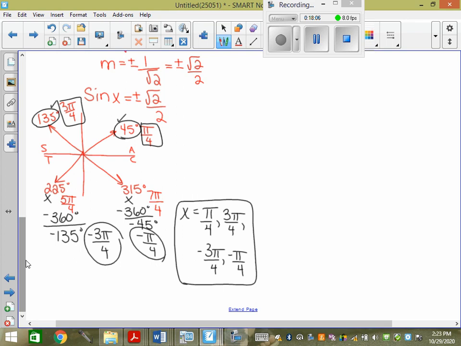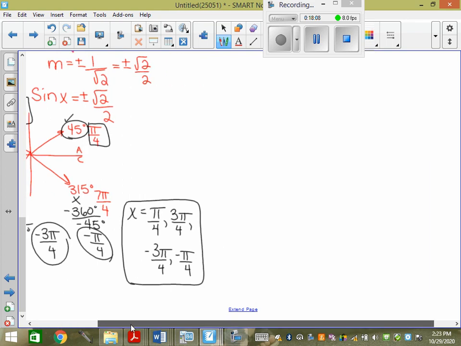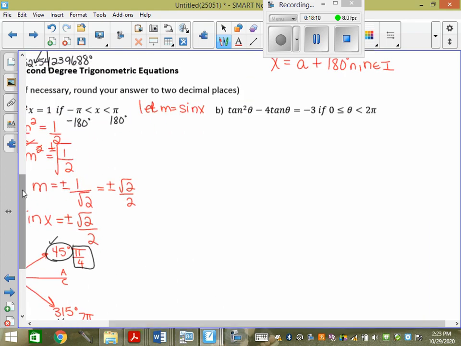All right. So this one, we have tan squared and a tan. So I'm going to let m equal tan theta. So I'm going to get m squared minus 4m. Oh, I have an m squared and an m, and I have equals negative 3. So I have to move that 3 over and set it equal to 0.